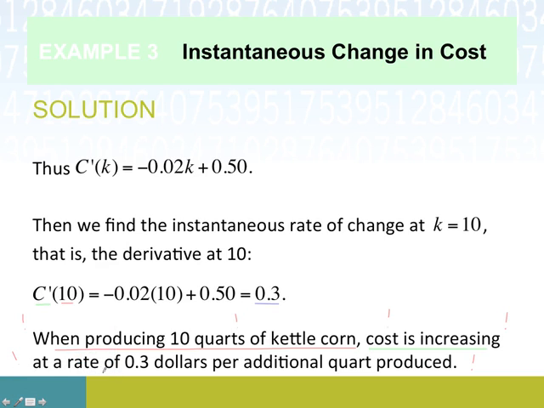And then we make a statement about the number itself. So cost is increasing at a rate of $0.3 per additional quart produced. Now, the units on this we figure out are exactly the same as slope. They're the units of output, dollars, divided by the unit of input, quarts produced. So this is C divided by K, basically. And that will always be the case for our derivatives. We always take the units on output and divide by the units on input.